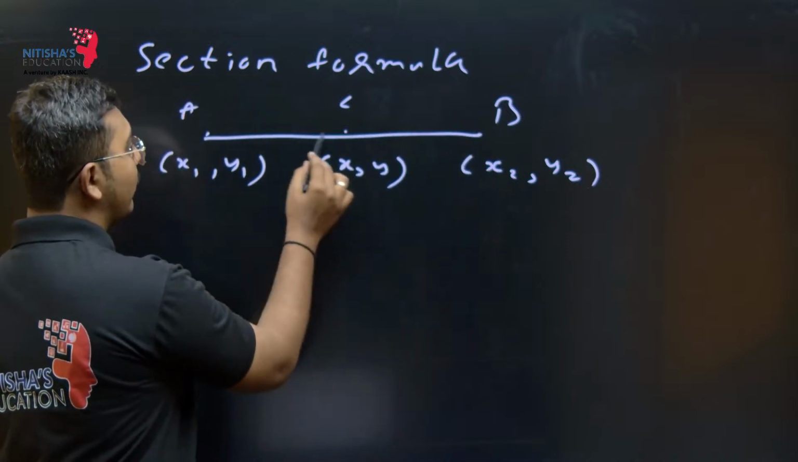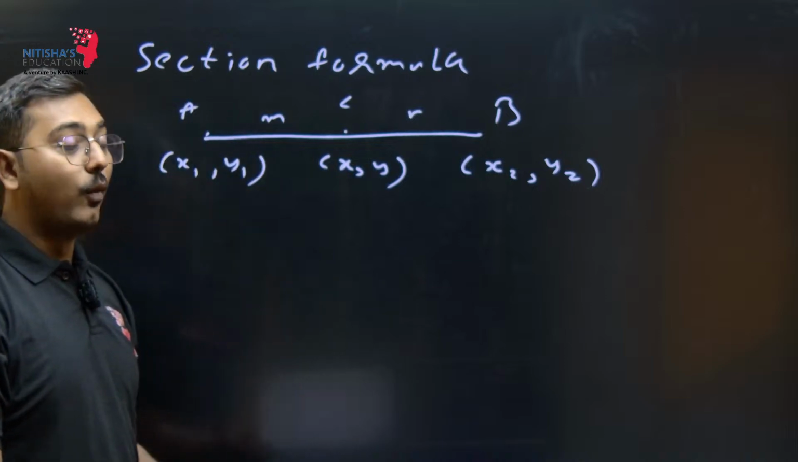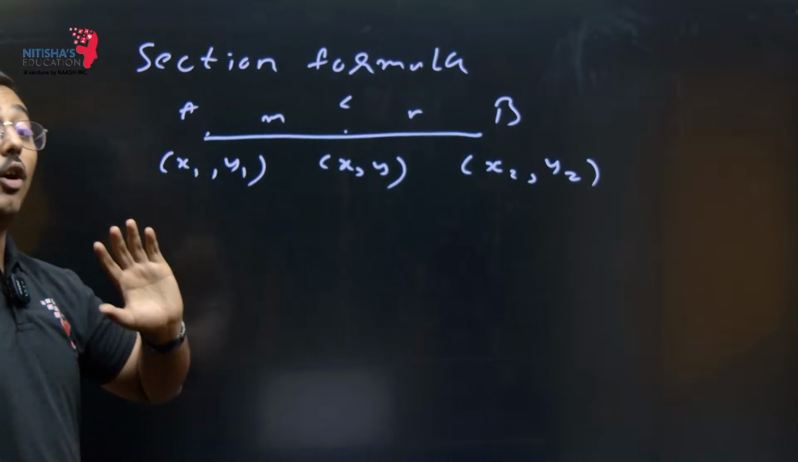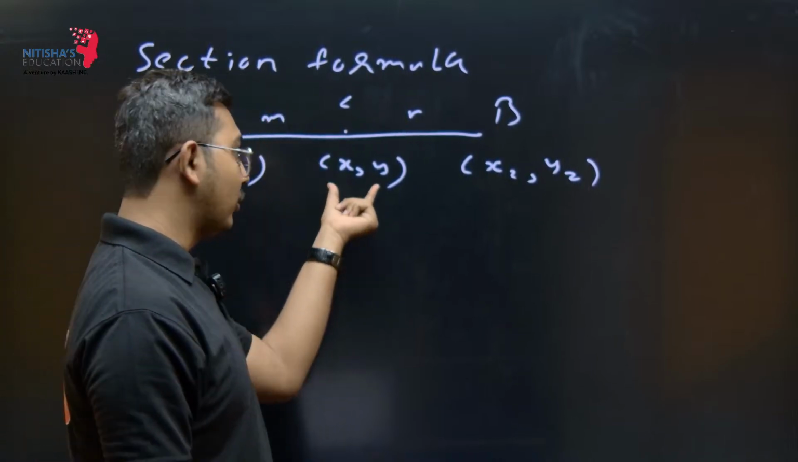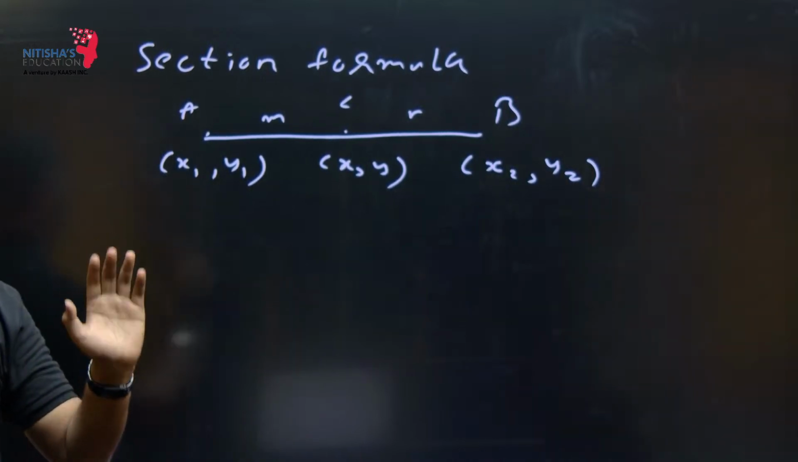Now this distance would be somewhat m, this distance would be somewhat n. So what are these m and n? That is what we can find. If we know the value of m and n, we will be able to find this coordinate with the help of the coordinates of A and B.